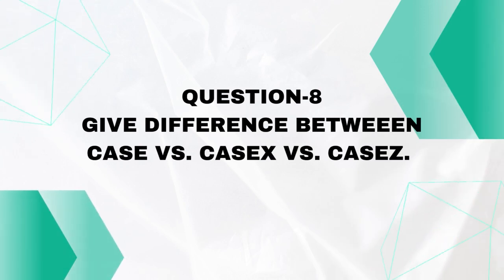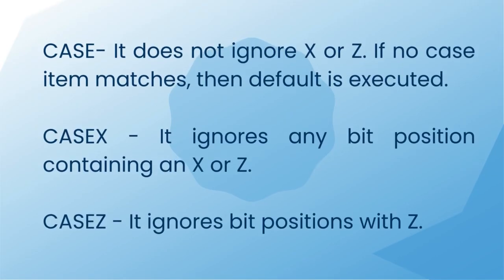Now comes the 8th question. Give the difference between case versus casex versus casez. So case does not ignore X or Z. If no case item matches, then default will be executed. In case of casex, it ignores any bit position containing an X or Z. While in casez, it will ignore bit positions with Z value.